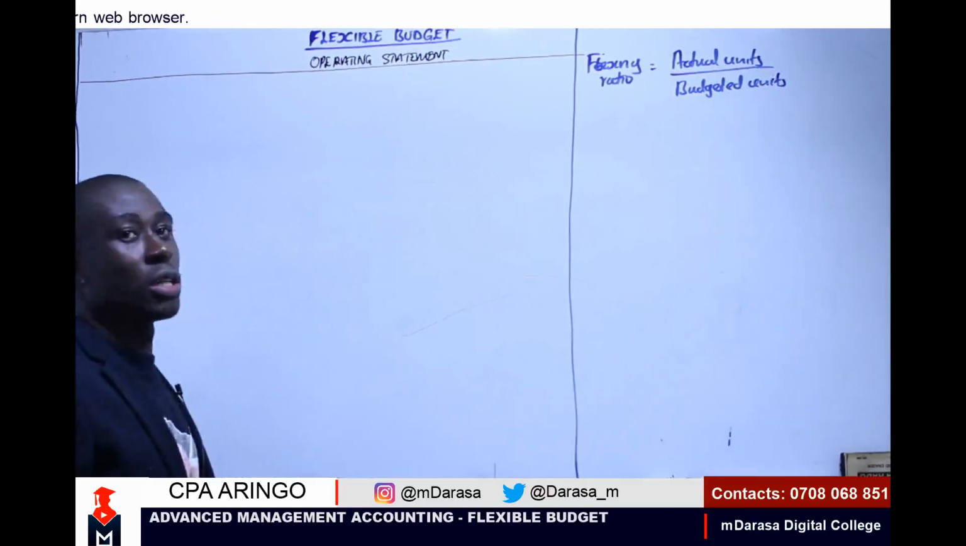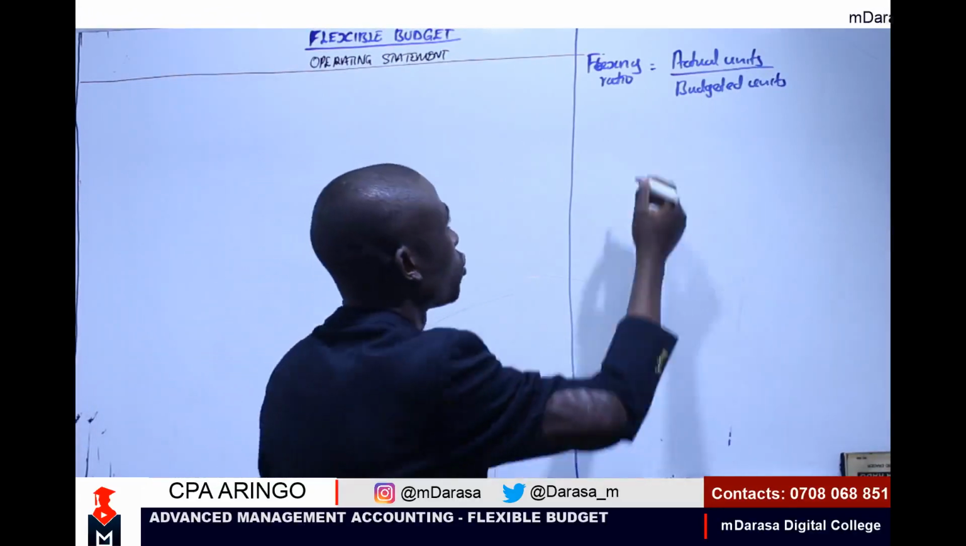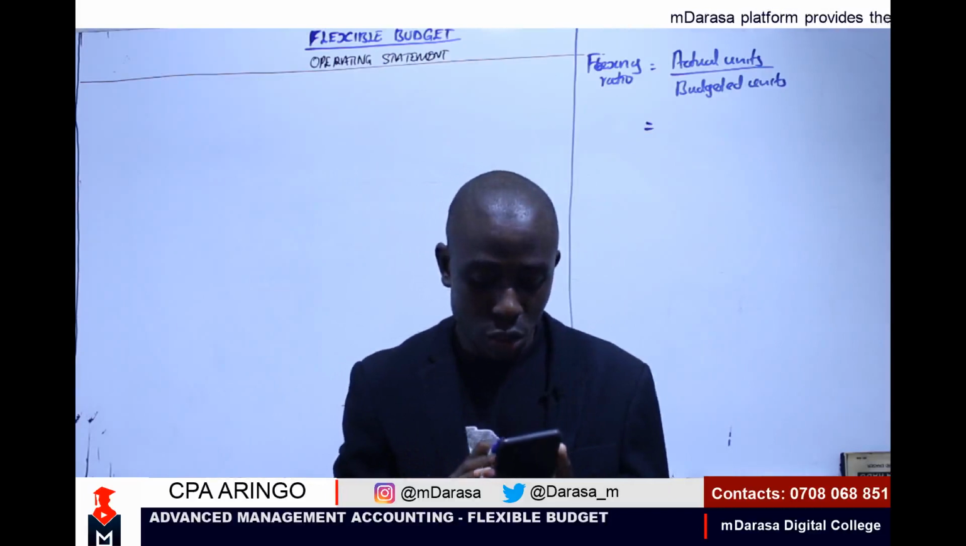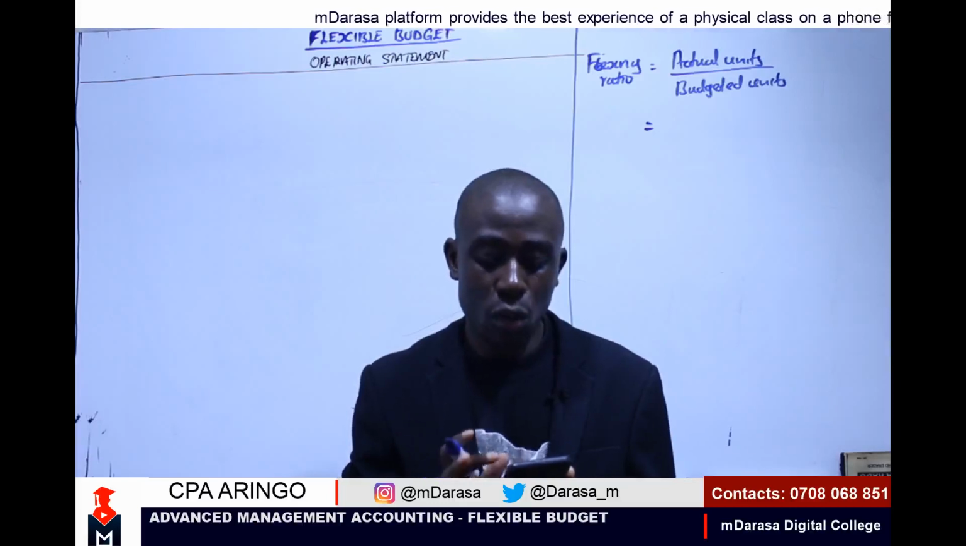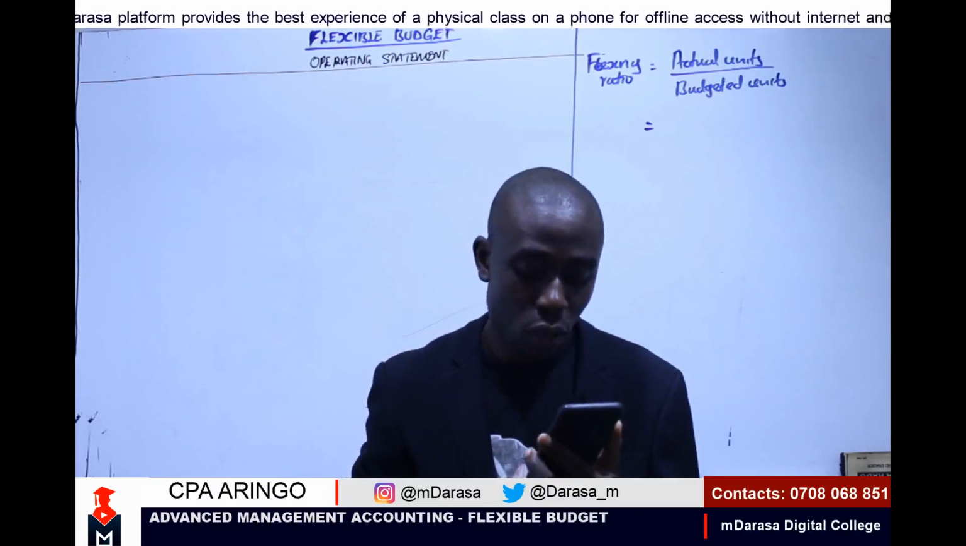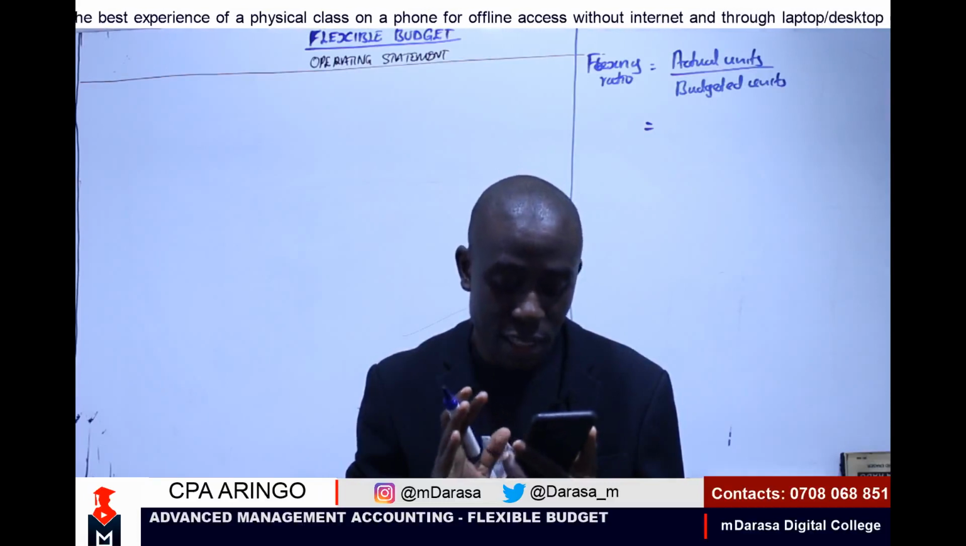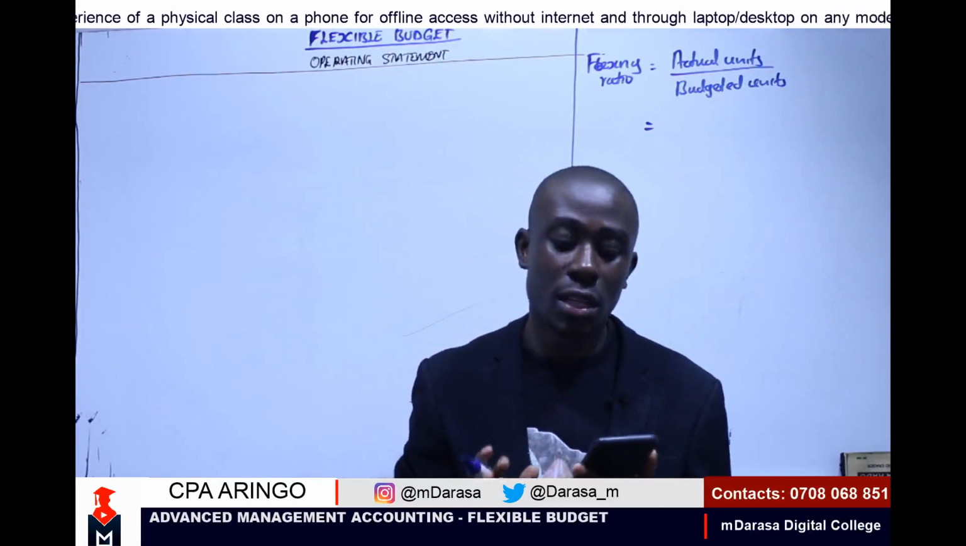So come to our question. What was our actual units given? The actual units given in our question, on top there, I'm given the number of units. We are doing a question which was tested in Advanced Management Accounting, May 2017, Question number 3. For the budget, I was given 640. The actual, I was given 720.